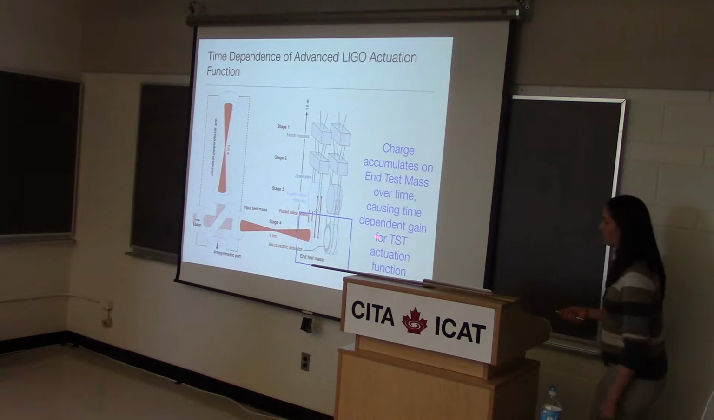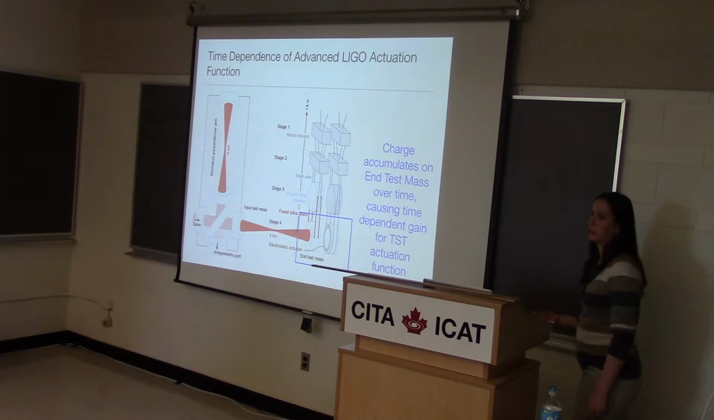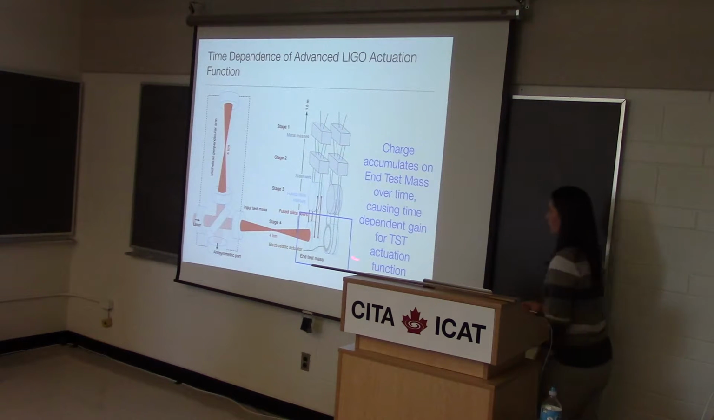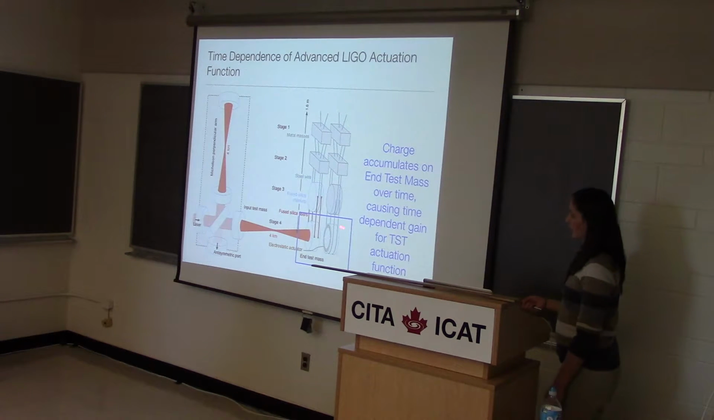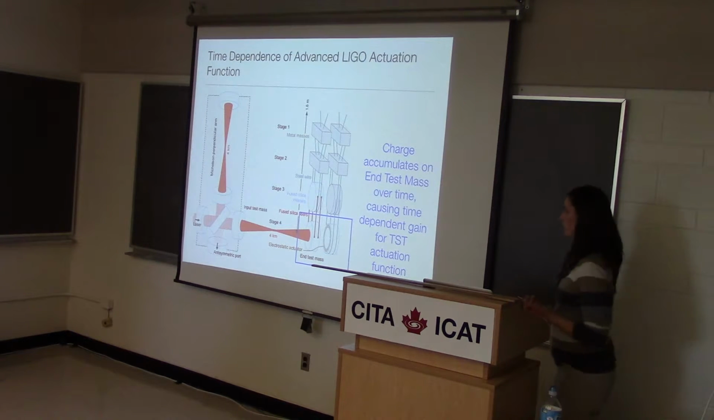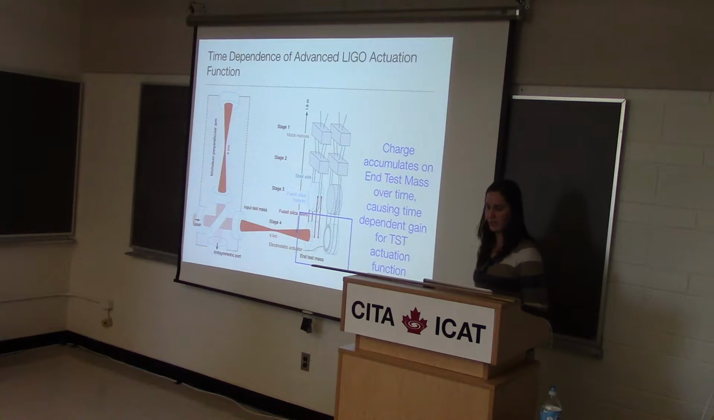So we're finding that over time, the gain on the actuation function is steadily increasing, as opposed to staying steady like it did in initial LIGO. So we need to, in real time, compute what that gain is and appropriately correct for it in the actuation function. And this is just the TST stage of the actuation function.